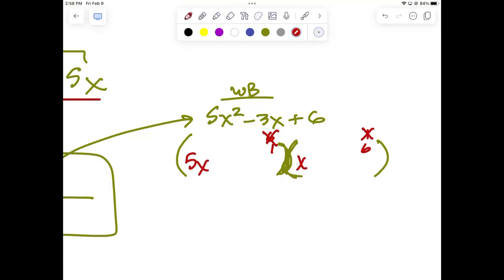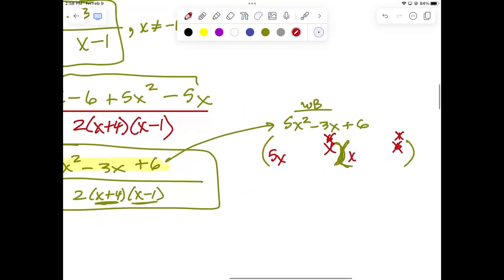What about the 1-6 combo? It's a 1 on the inside and a 30 on the outside. Ay caramba. 30 minus 1 is 29. 30 plus 1 is 31. So that's not going to be that. So since 1 didn't work, guess what? X minus 1 is not going to be a factor, and we're not going to get to divide anything out.